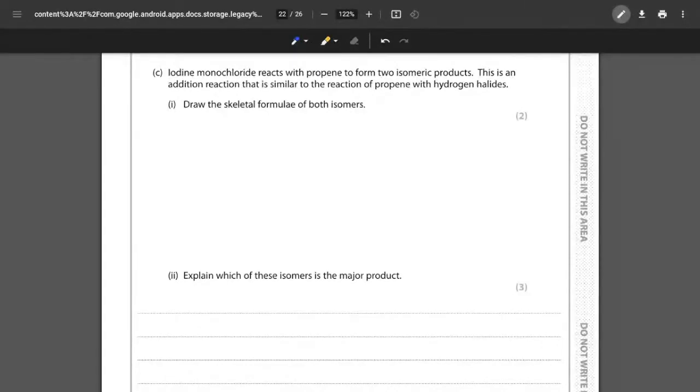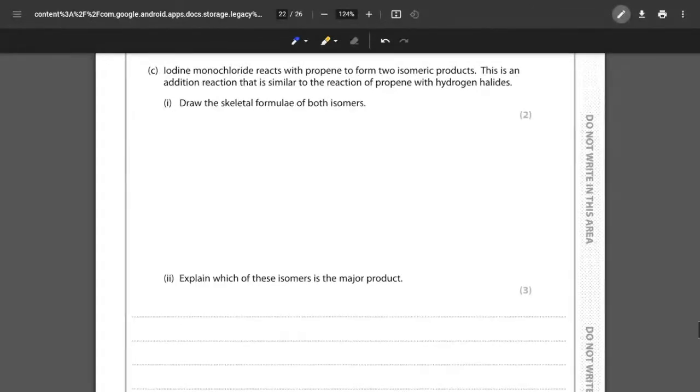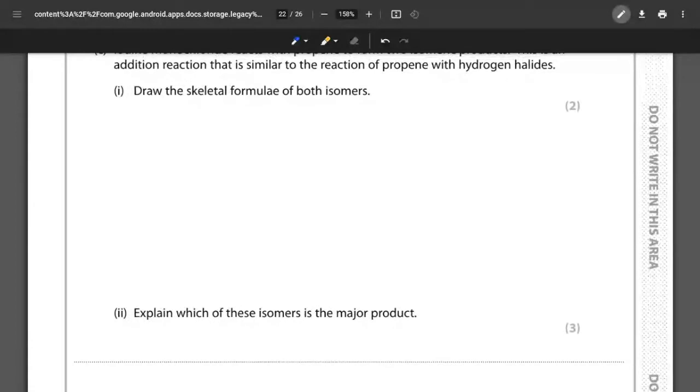Section C is a lot more application. So we have to think about what is actually happening here. So the best thing to do is draw out. We know that we have got propene. So what will that look like? Well, we have a CH3, a CH, a double bond, and a CH2. It does say that we need the skeletal formula of both isomers, so we also need to draw out what it looks like when it is in skeletal form.